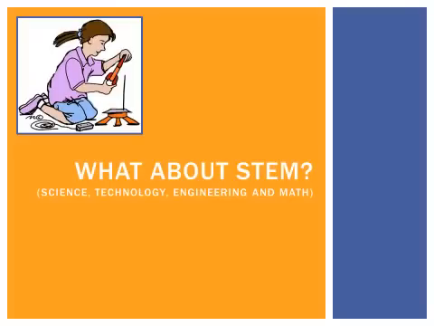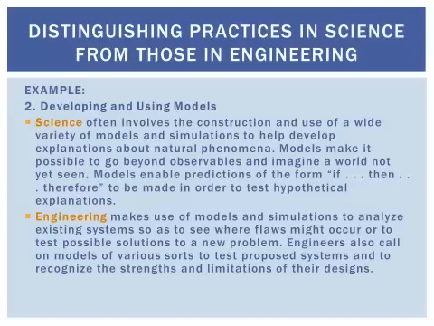STEM is a buzzword everywhere in education these days. Let's take a closer look at the engineering part of STEM. The framework for K-12 science education breaks down each of the science and engineering practices into what they look like for science and engineering. Here is one example for the developing and using models practice. As you can see, scientists use models to develop explanations about natural phenomena, while engineers use them to analyze existing systems or test possible solutions to new problems. Students are expected to learn how to develop and use models from both perspectives.